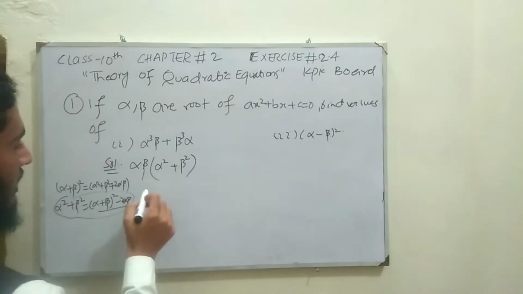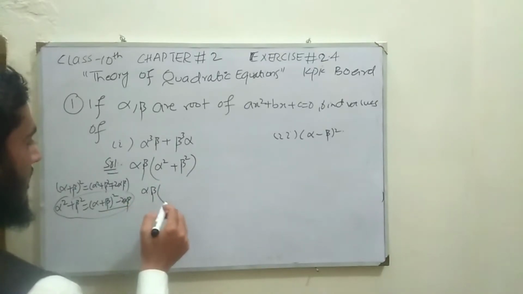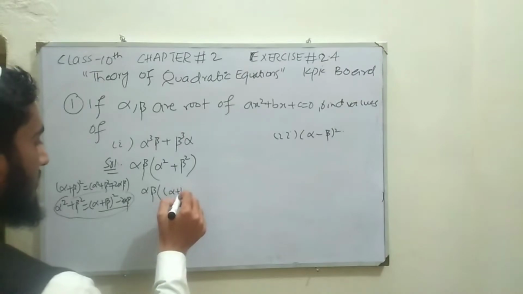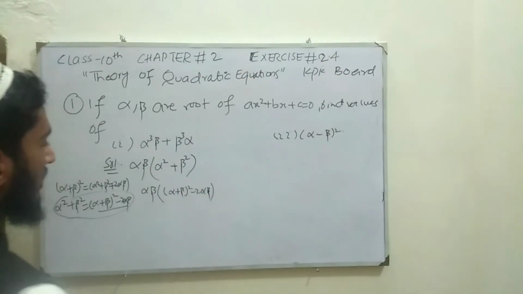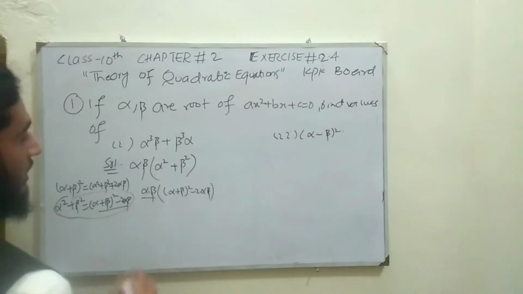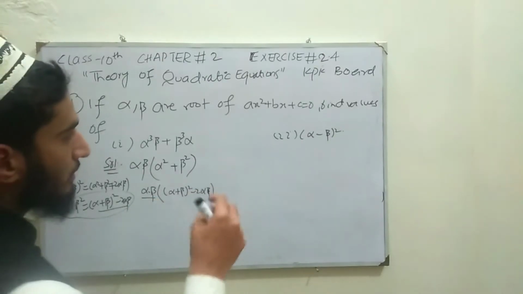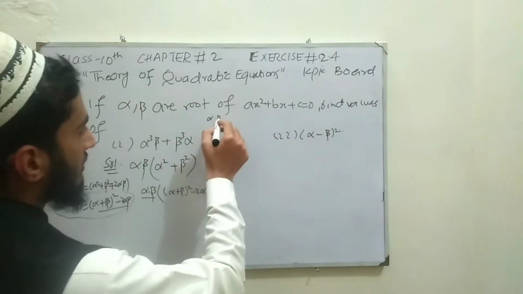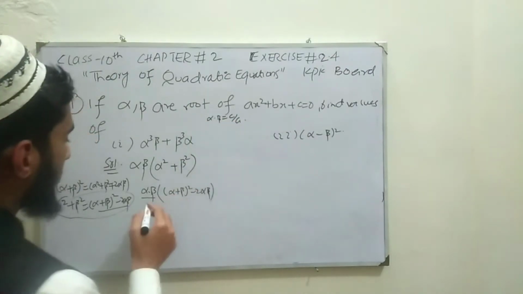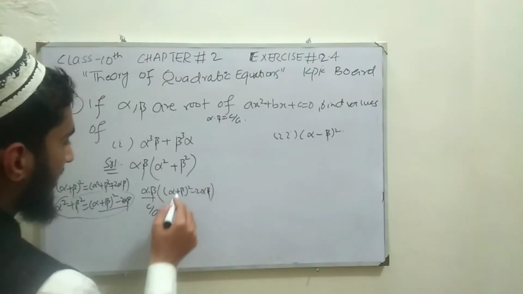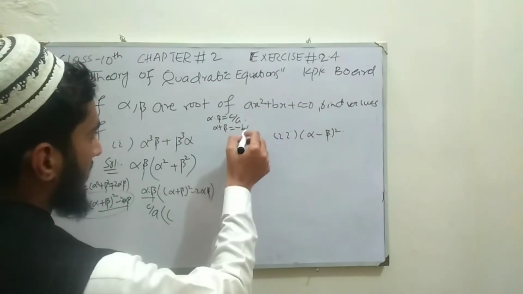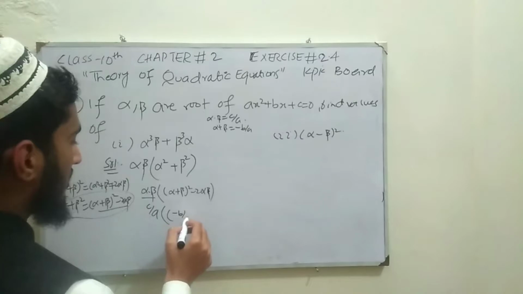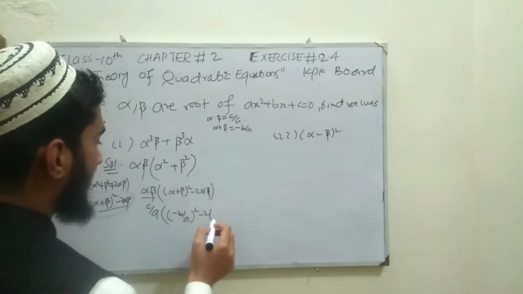So put here alpha plus beta whole square minus 2 times alpha beta. Alpha beta is actually the product of roots, which we already learned in the previous video, that the product of roots is always equal to c over a. So put here c over a. Alpha plus beta, the sum of roots, is equal to negative b over a. Put minus b over a whole square minus 2 times c over a.